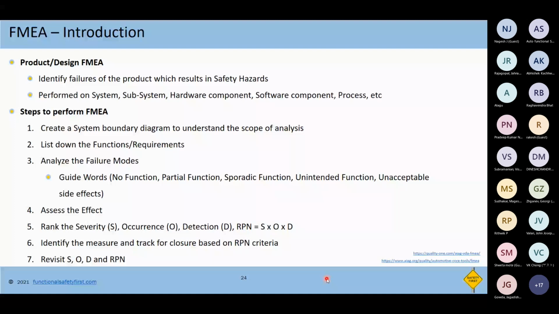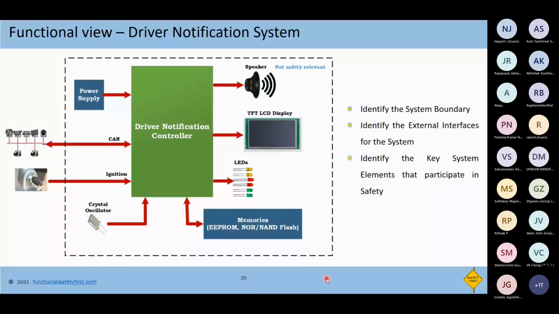So in the system architecture which Soumya explained, if we look here, the main function is the status or indication on the LCD display and the indication on the LED indicator to the driver. And then we have other functions like power supply, CAN, ignition, clock, memory, and speaker for the old product. In that, except speaker, all other elements contribute to functional safety. If any one of the elements has an error, it is going to impact our indication.